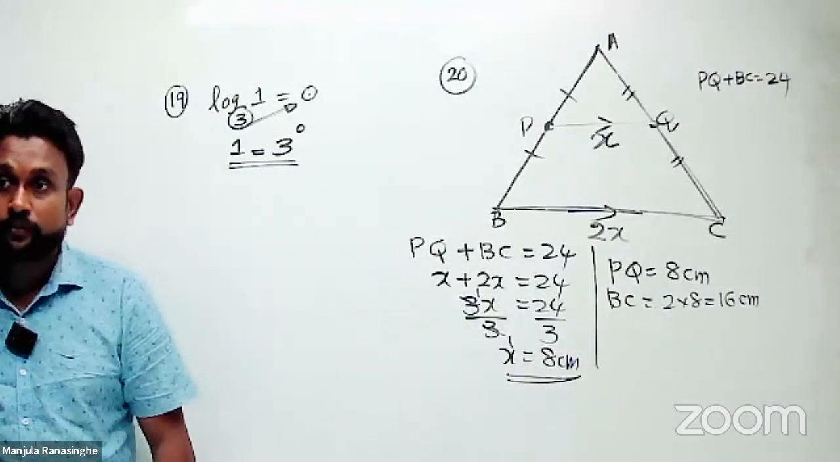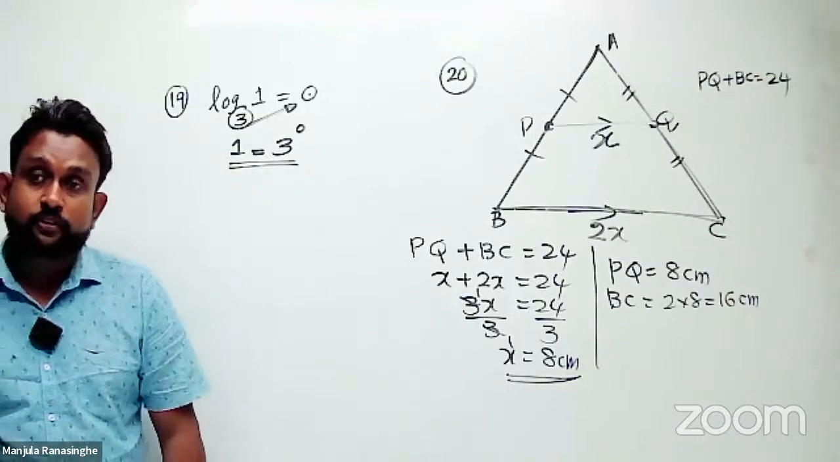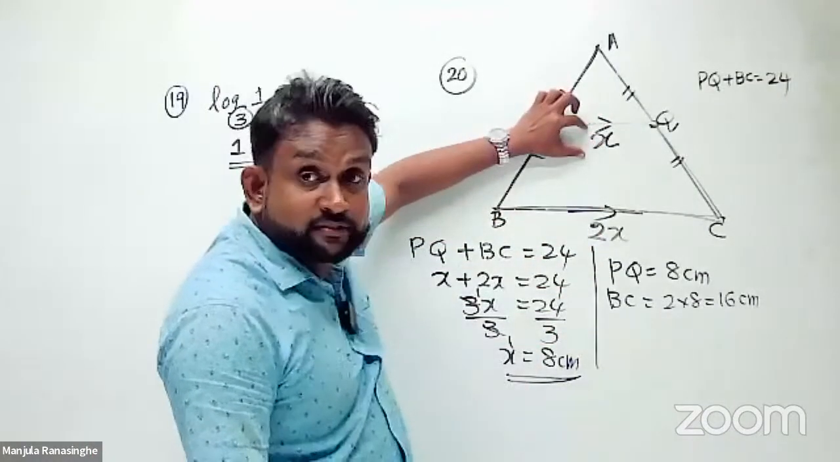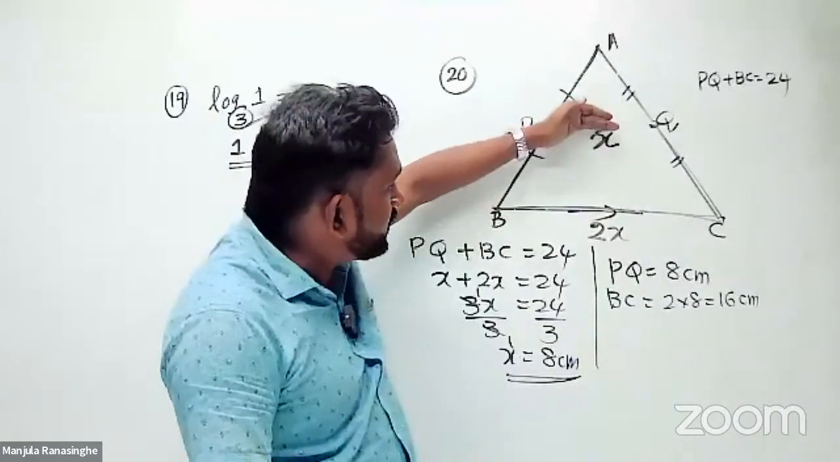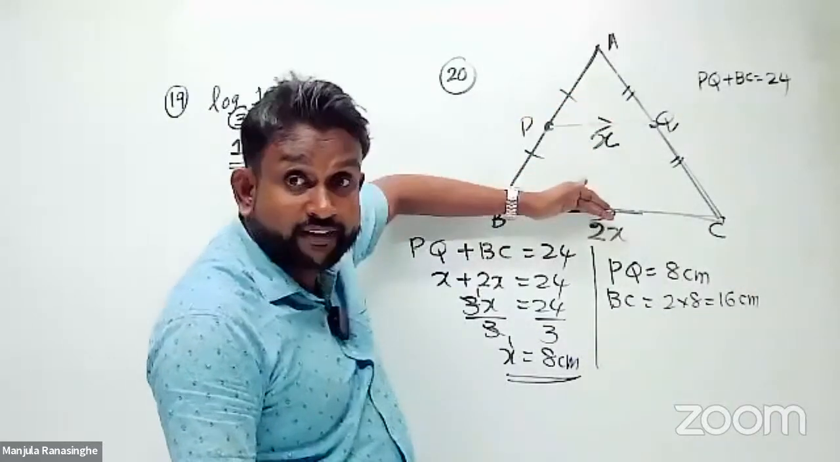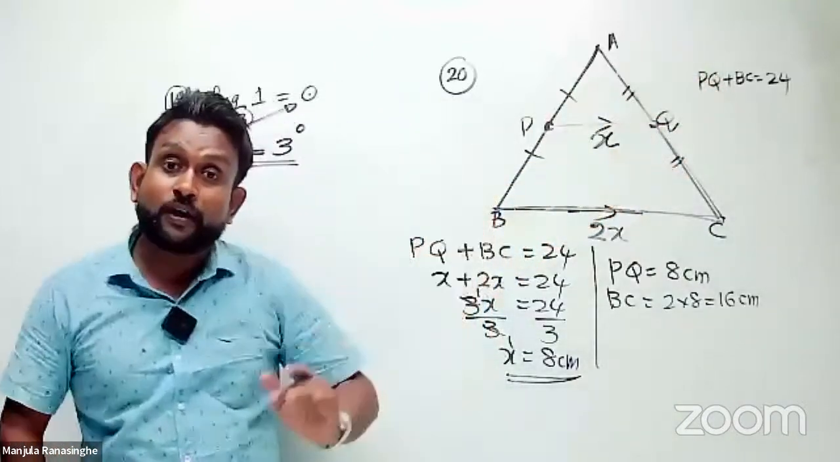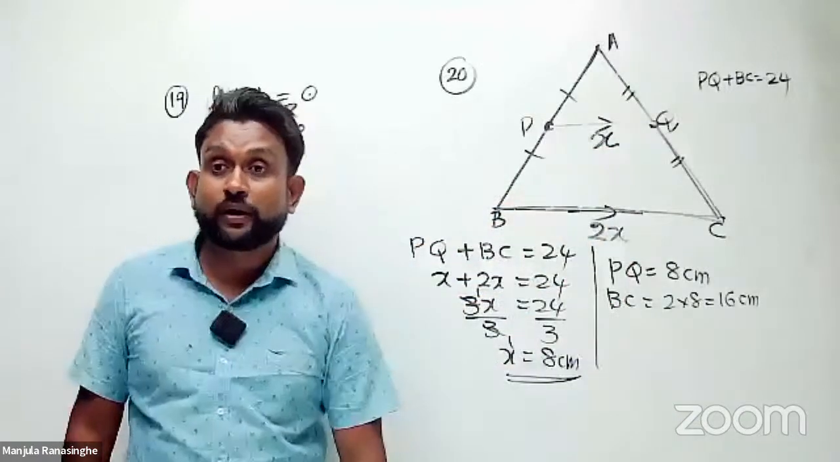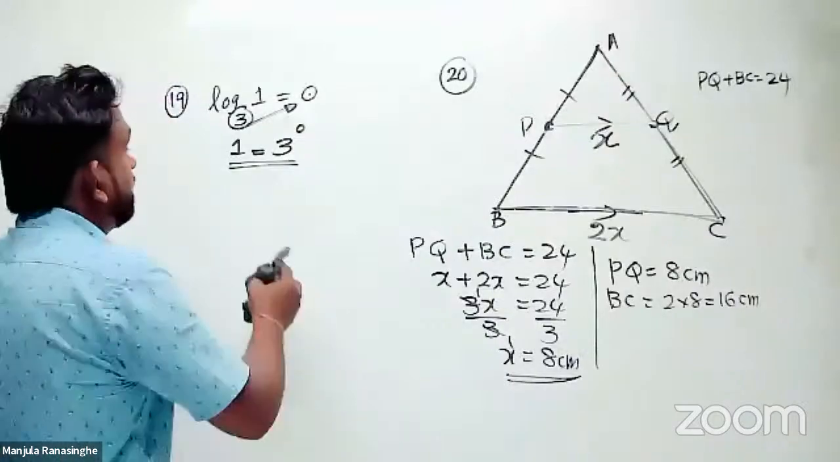If there are any doubts, you can ask. So when we apply the midpoint theorem, if one side length is x, the other is 2x. The given sum of these two sides, PQ plus BC, means x plus 2x equals 24, then 3x equals 24, and you find x as 8 centimeter. So here 8, here 16, twice of that.